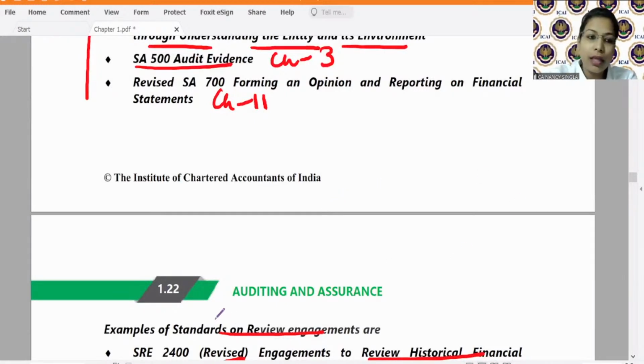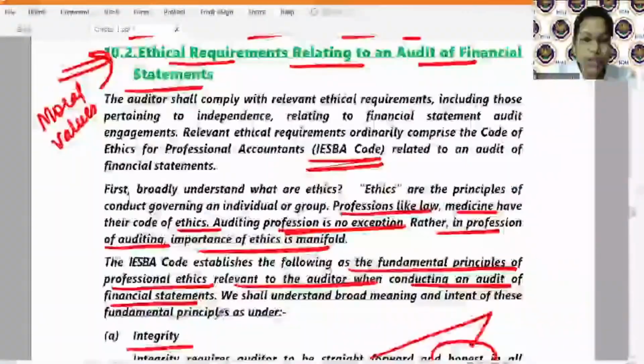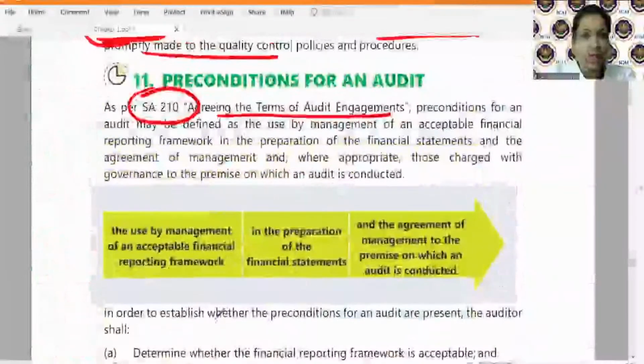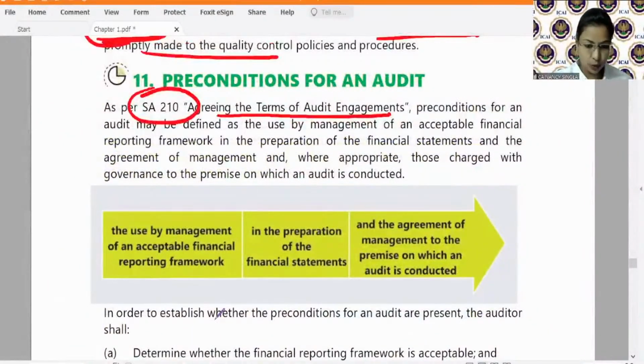Okay. Now let us start with SA210, a very important topic, and it is quite lengthy. So I'm not taking up any further doubts. I'll start with SA210. Okay.